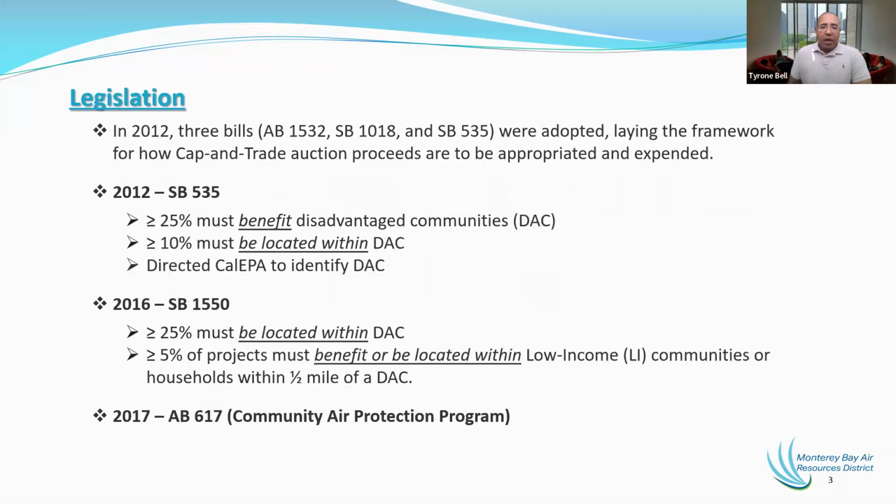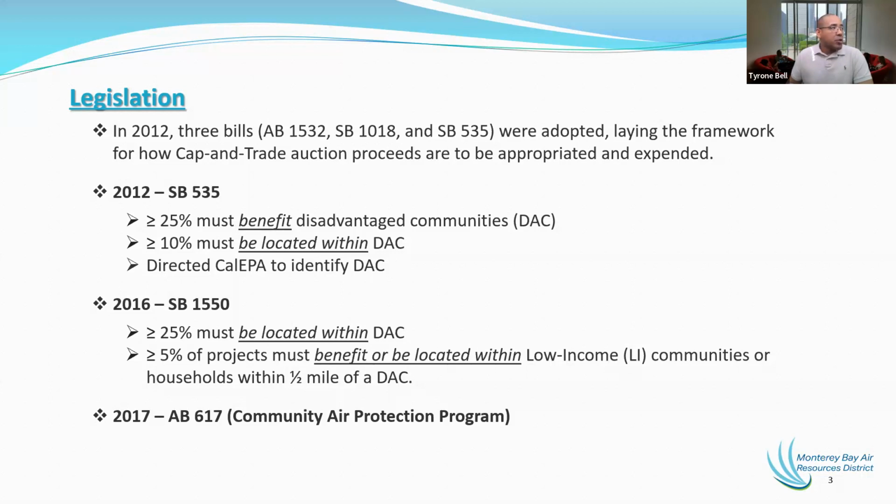Okay, to begin, I'll highlight the legislation that laid the foundations for CAP. So there are three primary bills that were adopted, the first being in 2012. This bill, Senate Bill 535, requires the state's portion of cap and trade auction proceeds to be used to achieve additional reductions of greenhouse gas emissions. So the first bill, it required at least 25% of proceeds be allocated to projects providing a benefit to disadvantaged communities and at least 10% to projects located within disadvantaged communities. So there is a slight differentiation there.